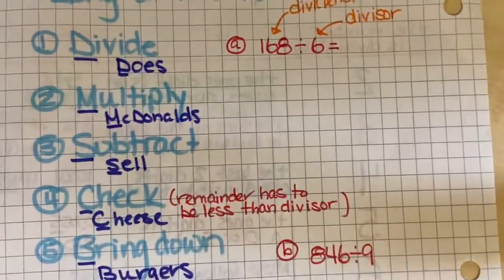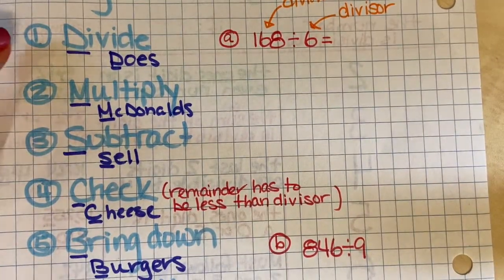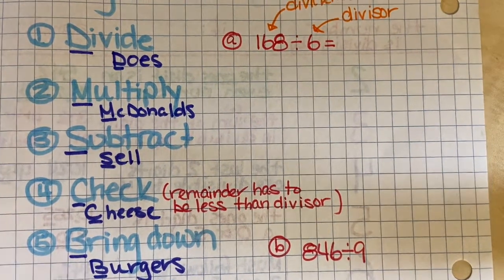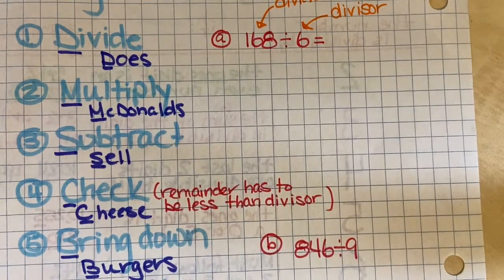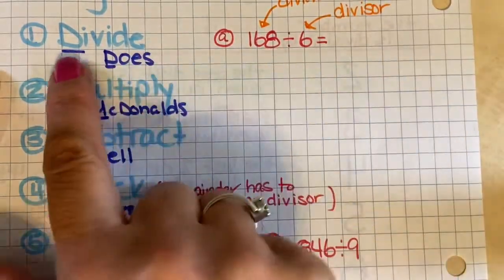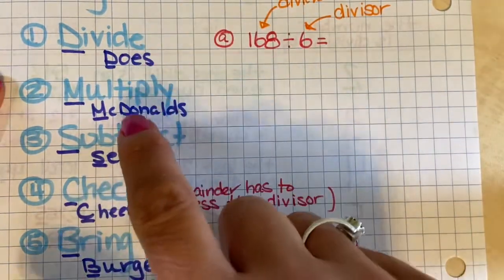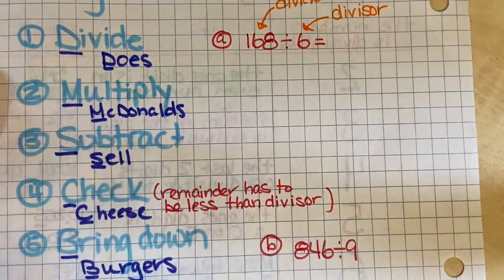So here's an easy way to remember it. These are the steps you do: divide, multiply, subtract, check, and then bring down. And we'll go through each one step by step. But if you think about divide starts with a D, does. So if you use the saying, does McDonald's sell cheeseburgers? And keep that in your head.